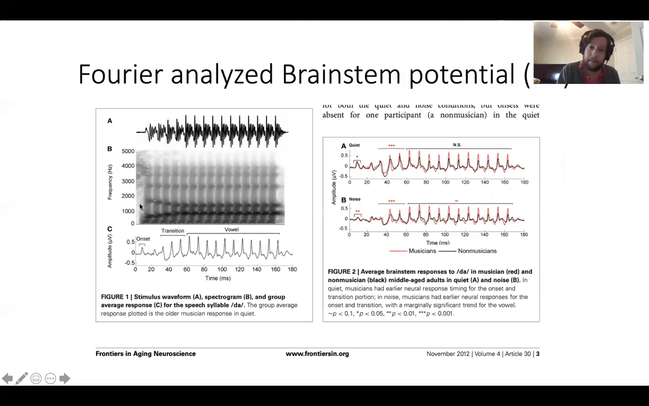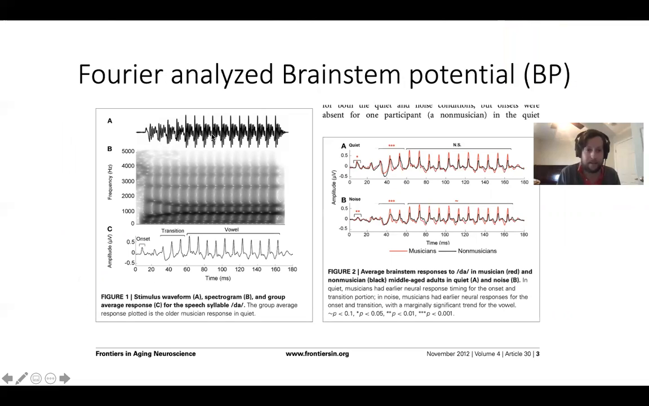So here, these are probably the most complicated figures I'll be showing you about brainstem responses. This is a brainstem response involving a Fourier analysis. So this is kind of like combining an ERP study with a frequency analysis study. They first calculated the event-related potential, the brainstem potential, and that's what this is right here. This is the response to a speech sound.